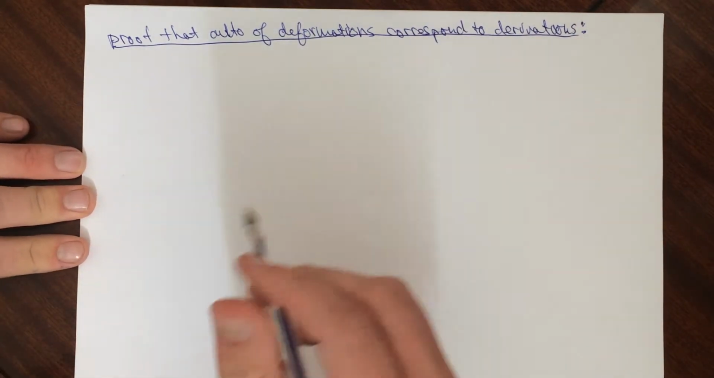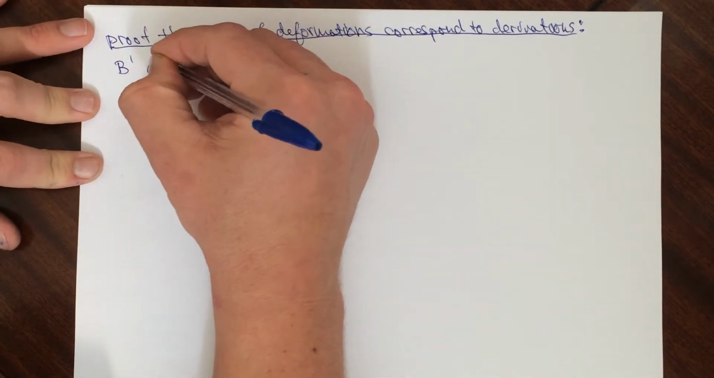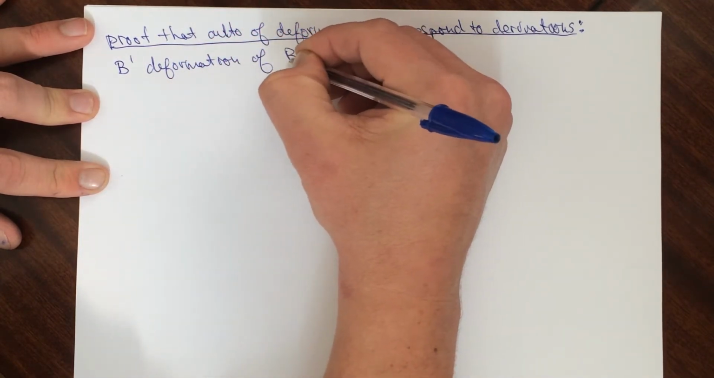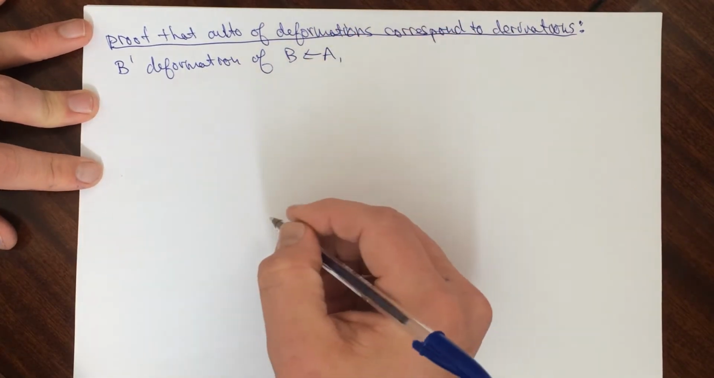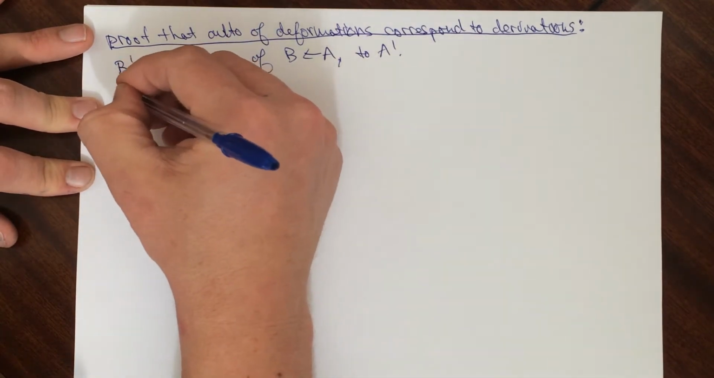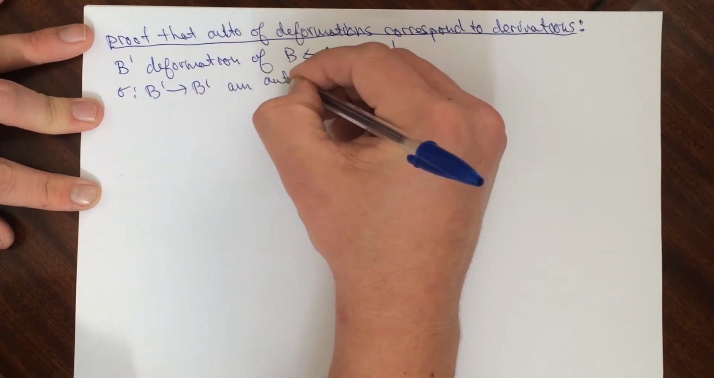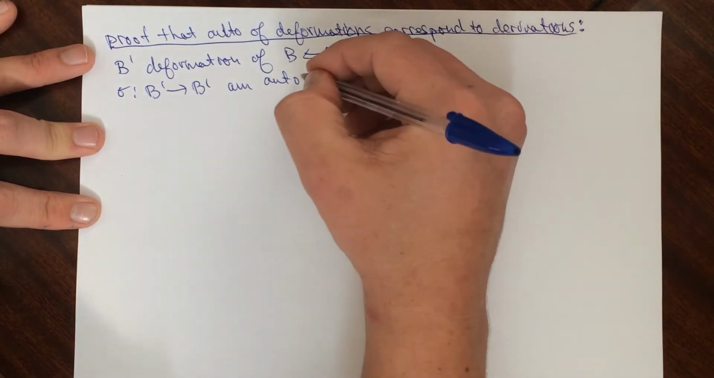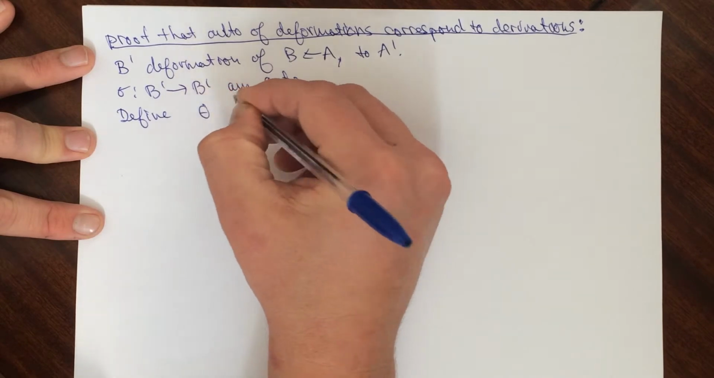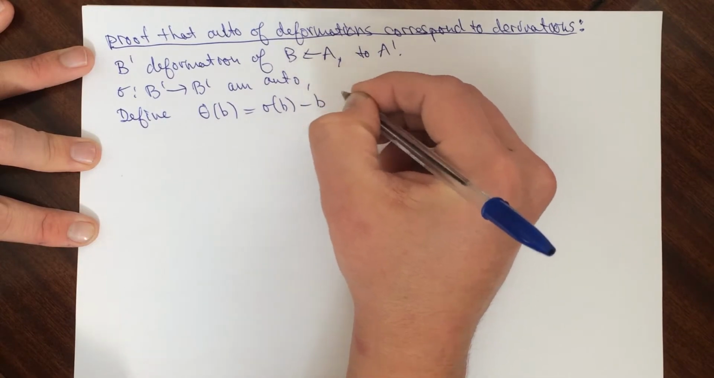Okay, so what are we going to do? We're going to fix B prime, a deformation of B, which is an A algebra, to A prime, and then we're going to fix sigma from B prime to B prime, an automorphism. Okay, and then what we're going to do is define theta to be equal to sigma of b minus b.